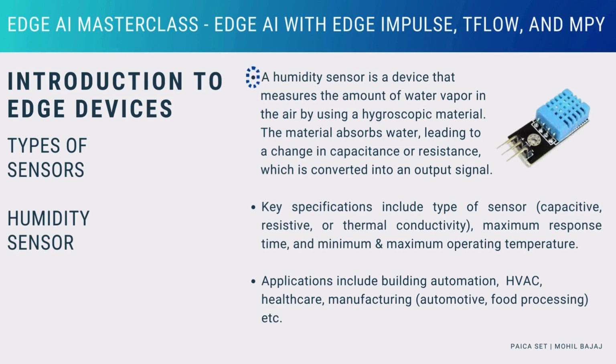When choosing a humidity sensor for your application, the key specifications to look for are accuracy, response time, and minimum and maximum operating temperature. Taking a close look at these will ensure that the sensor fits your specific needs. So, where are these sensors used? Well, humidity sensors have found applications in multiple domains.